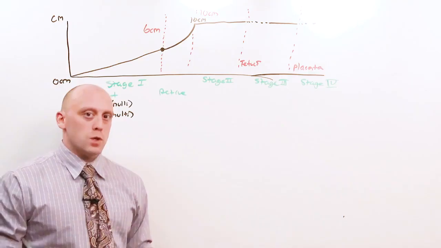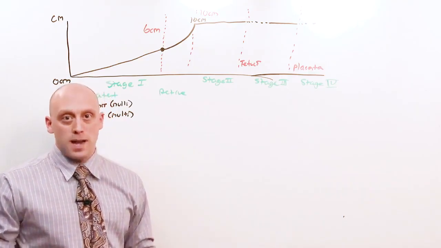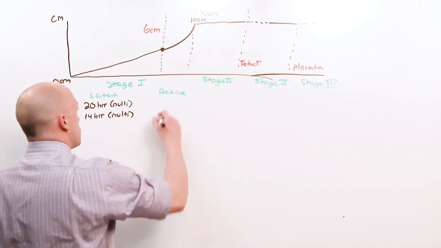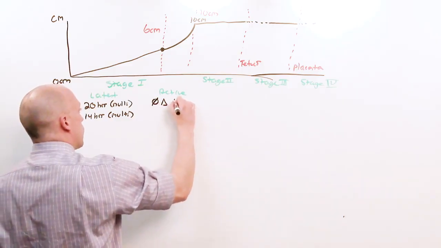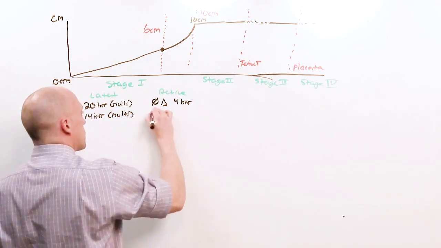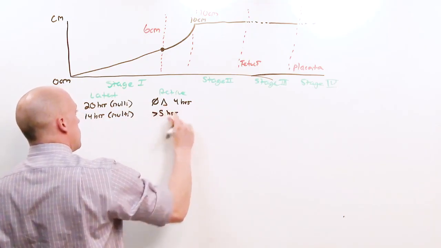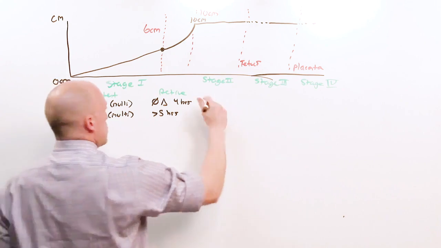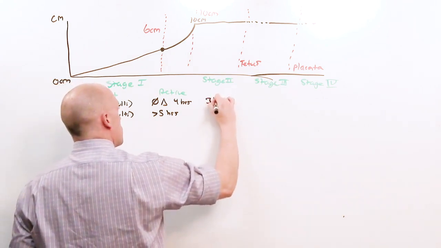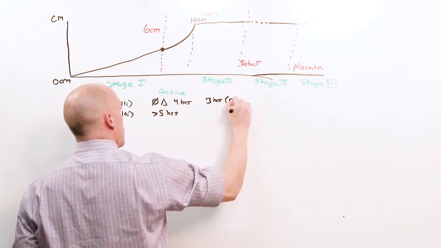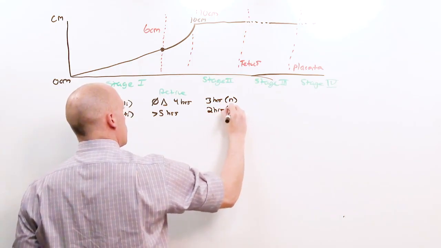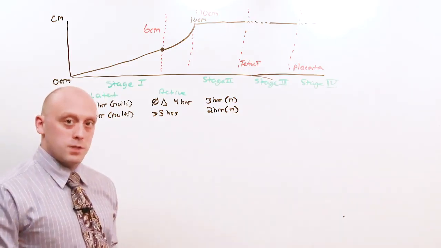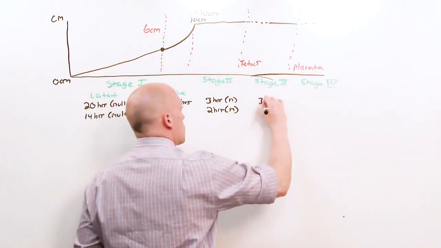That's not really what we use anymore to decide if there is a prolonged active phase or if there's arrest of the active phase. Instead, what you're going to use is no change in 4 hours, or the whole process taking more than 5 hours. It's stopped, or it's taking a long time. Stage 2, delivery of the fetus should be 3 hours for a nulliparous and 2 hours for a multi. And regardless of how many times you've been pregnant or delivered, stage 3, the delivery of the placenta, should only be 30 minutes.